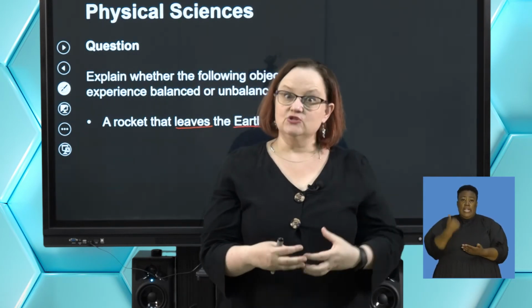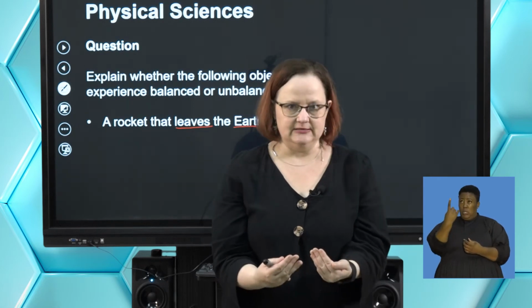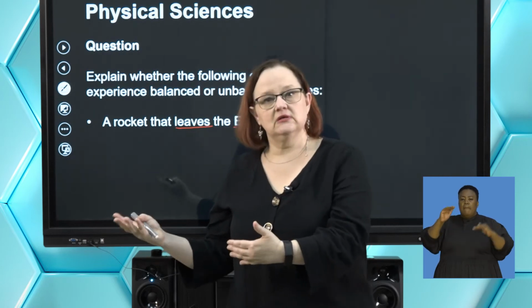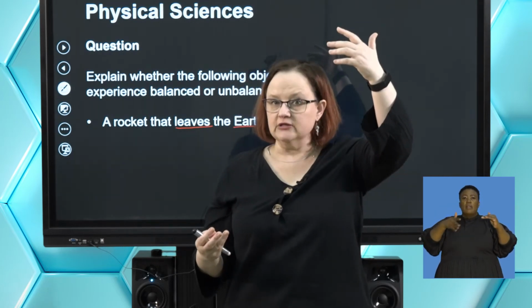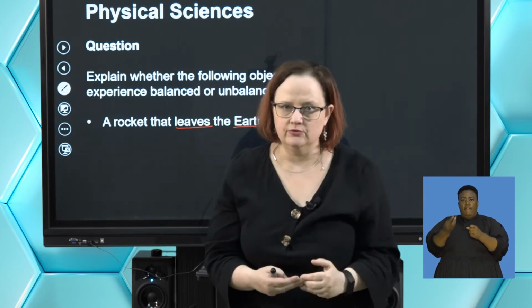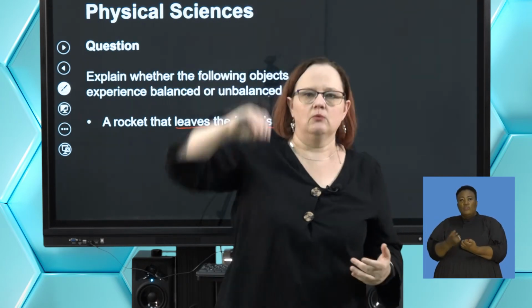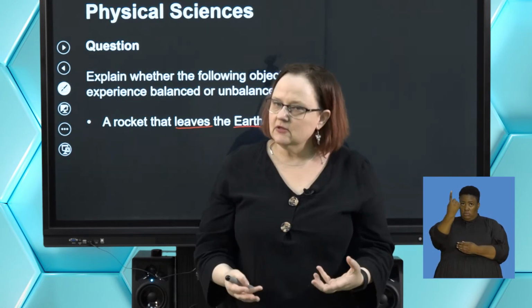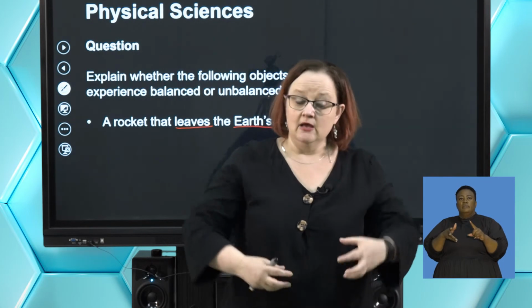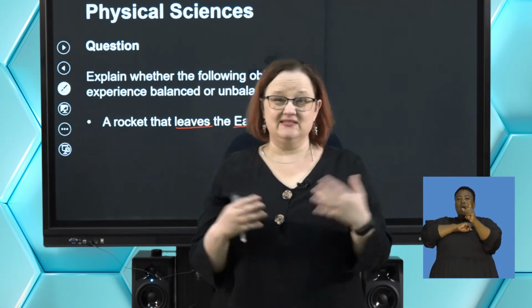If the rocket is going at constant velocity, then the forces on it would be balanced. It can still leave the Earth's surface because it has a constant velocity away from the Earth. It will eventually go away. But more than likely, it's going to be accelerating because that's what we want. Otherwise, it takes too long.